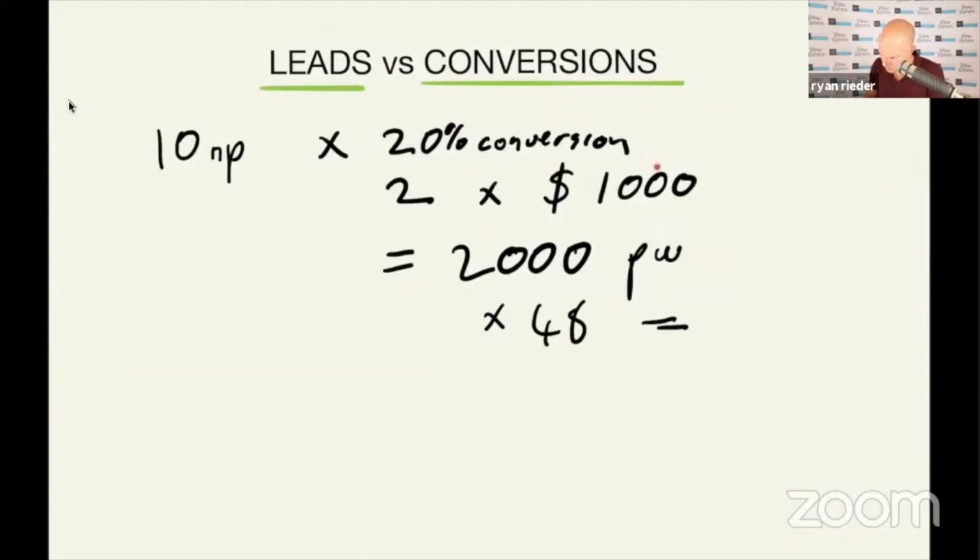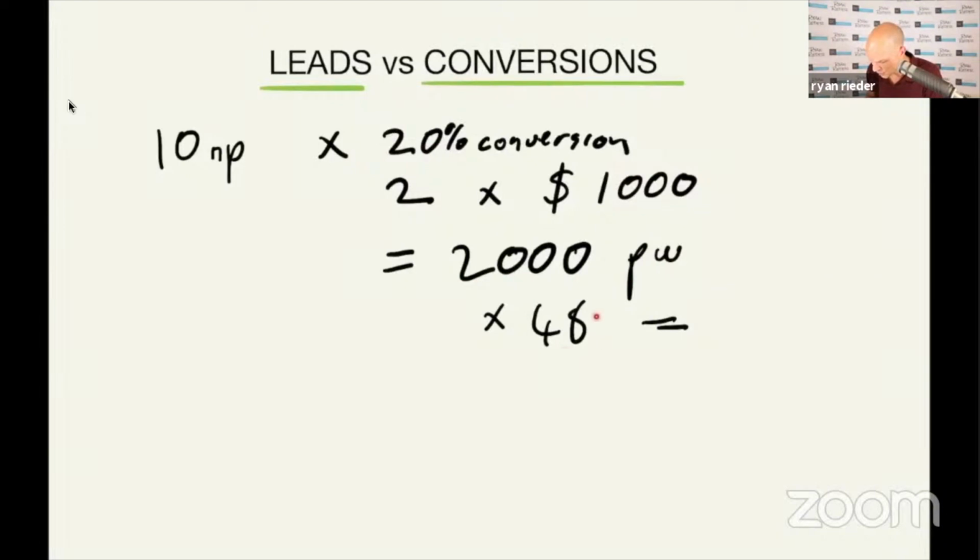And let's say your conversion rate right now is about 20%. I'm just giving you numbers. Right? So that's 2 conversions, 20% conversion, 2 conversions, and let's say your average case value is $1,000. Okay? That means you're making $2,000 per week.